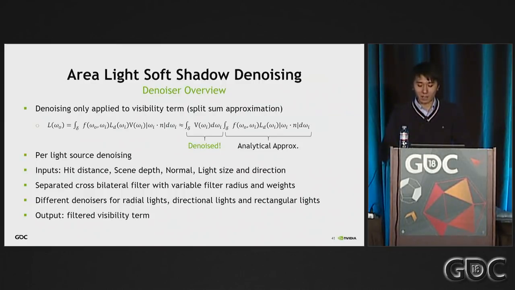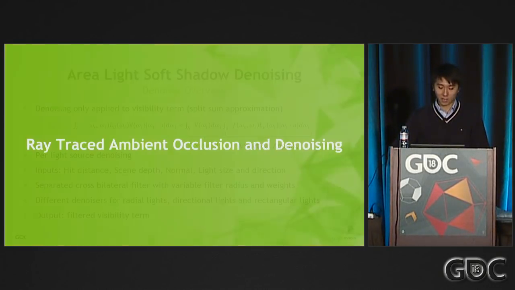And because the denoiser actually needs input from the light source, we have to apply the denoising for each light source separately, which is suboptimal for performance since your performance is going to scale linearly with the number of light sources that you have, but we achieve a much better result by doing denoising this way compared with denoising all the light sources together. But maybe there's some future work. All right, with that aside, let's look at ray traced ambient occlusion and its denoising.